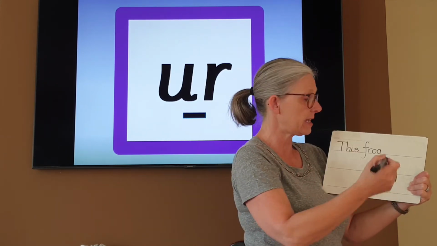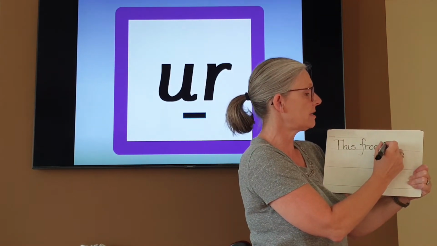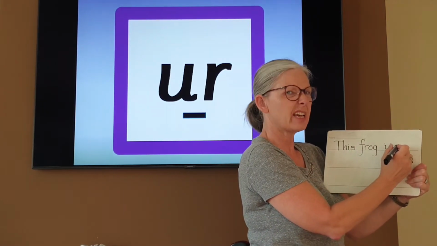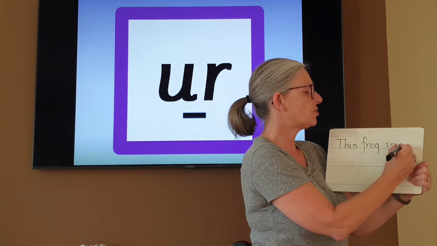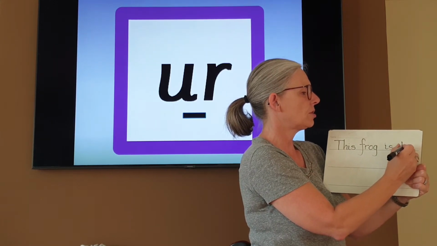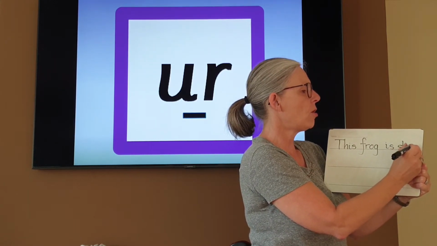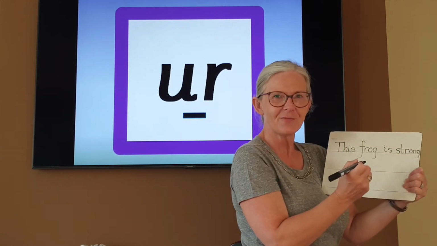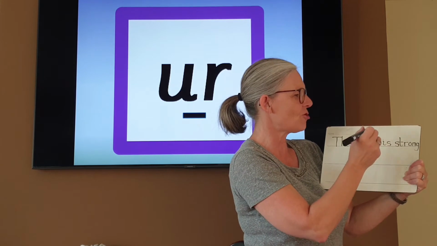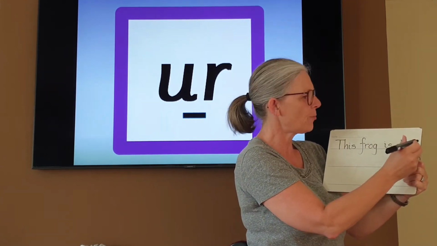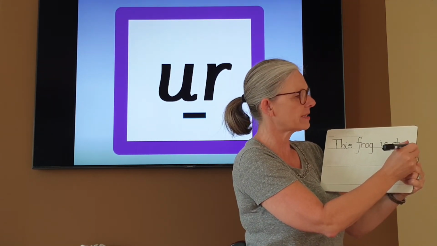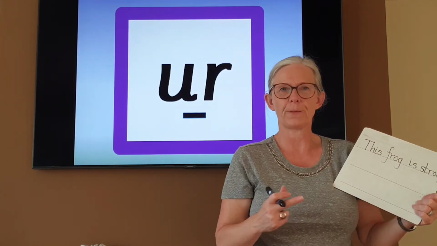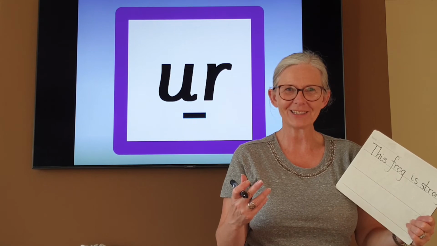This frog is strong. Is strong. I'm going to sound talk strong. S-t-r-o-ng. Oh, Mrs. Goodwin hasn't left much room there, have I? This frog is strong. Brilliant. Full stop. That's the end of my sentence. This frog is strong. Okay, you ready for the next bit?